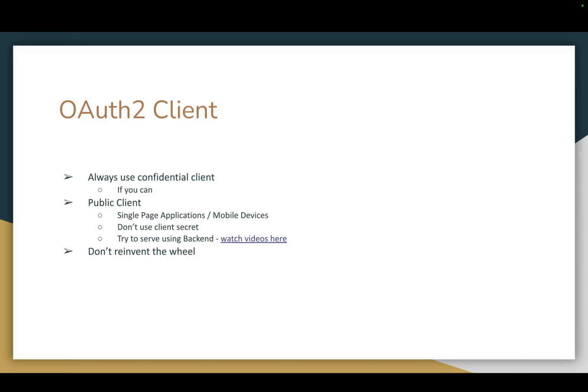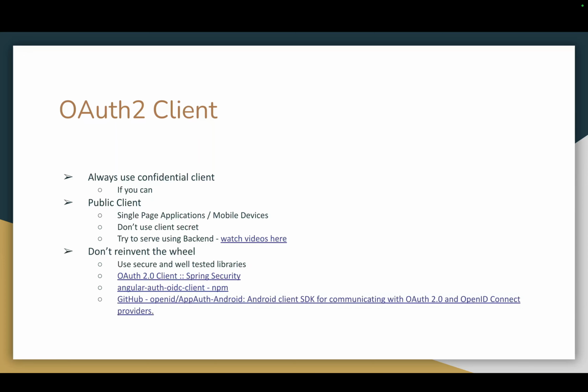Then don't reinvent the wheel. That means don't write the code for the OAuth2 client by hand. Use secure and well-tested libraries. If you are using Spring Framework, then there is an OAuth2 client library for Spring. If you are creating a single page application using Angular and you are not serving it from the backend, it is purely on the client side, then you can use the Angular OAuth client library on npm. There are many more. You can use whatever you want.